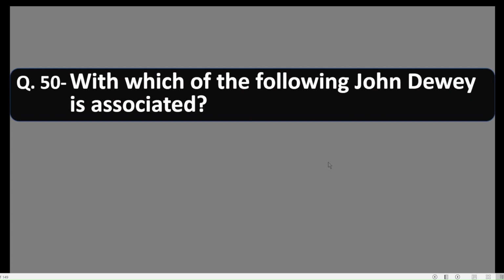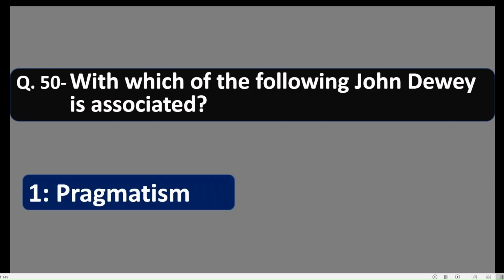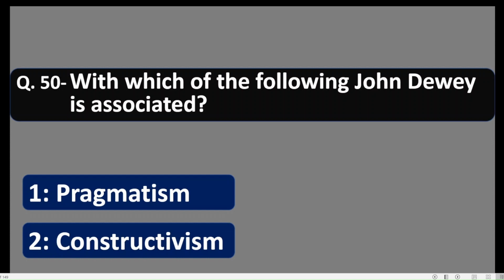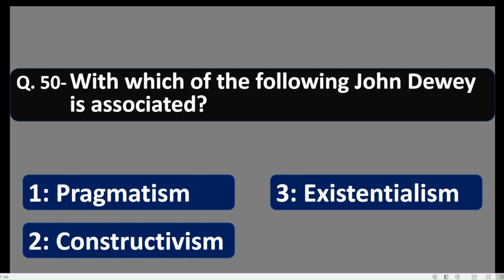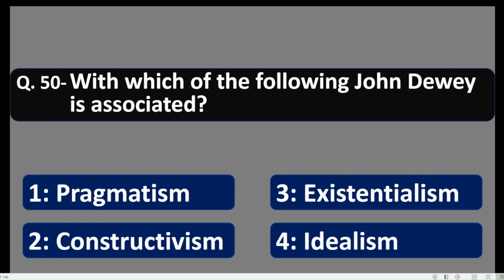Question number 50. With which of the following is John Dewey associated? Number 1, pragmatism. Number 2, constructivism. Number 3, existentialism. Number 4, idealism. Friends, we know that John Dewey is associated with pragmatism.